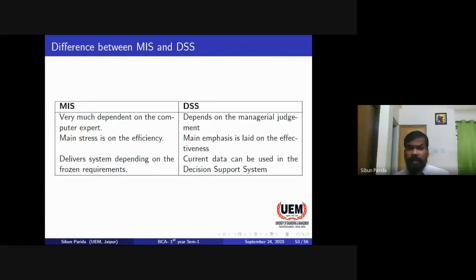The main stress is on efficiency. So in MIS, efficiency is increased over the decision support system. The main emphasis in the decision support system is laid on effectiveness. So here efficiency, there effectiveness. MIS delivers the system depending on frozen requirements. Whatever the requirements are, that has to be delivered. In the decision support system, the current data can be used.